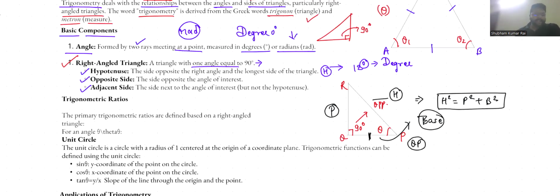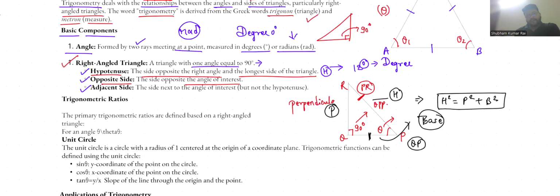So here you can understand what is hypotenuse. Hypotenuse is the side opposite to the right angle and the longest side of the triangle. So always keep in mind this side, that is PR, is the longest side of the triangle. Now, if we just talk about the opposite side, the side opposite to the angle of interest. So here we can see that we have taken this reference angle as P, that is equal to theta. And what is the opposite side of that? That is QR. That is said to be the perpendicular, right?